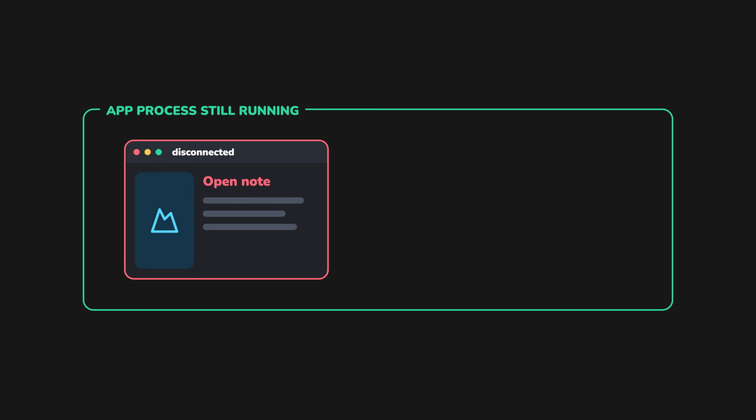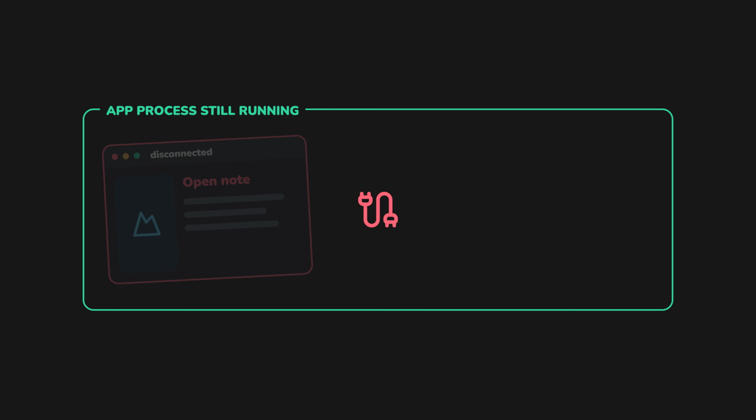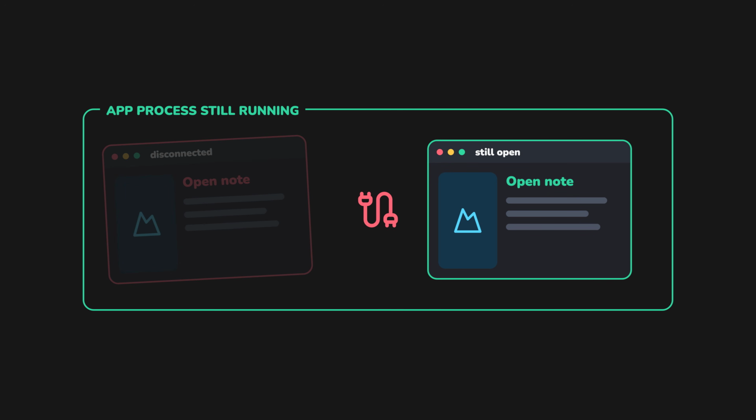Disconnection deserves careful wording. A disconnected scene is no longer attached to its current session, so scene-owned resources should be released. That event still does not mean that the whole app process must be terminated. Another scene may remain open, or the system may reconnect an interface later.